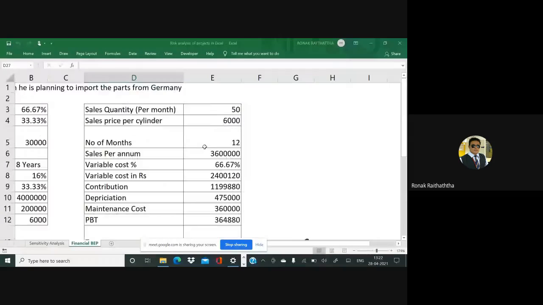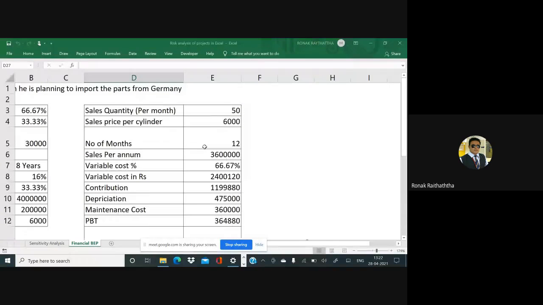Good. So we were into the financial break-even point last time around, and I had told you, my dear friends, the difference between the accounting break-even point and the financial break-even point. Just giving you the brief idea about it again in 1 minute, and then we'll move ahead with the model that we started preparing in the last session.